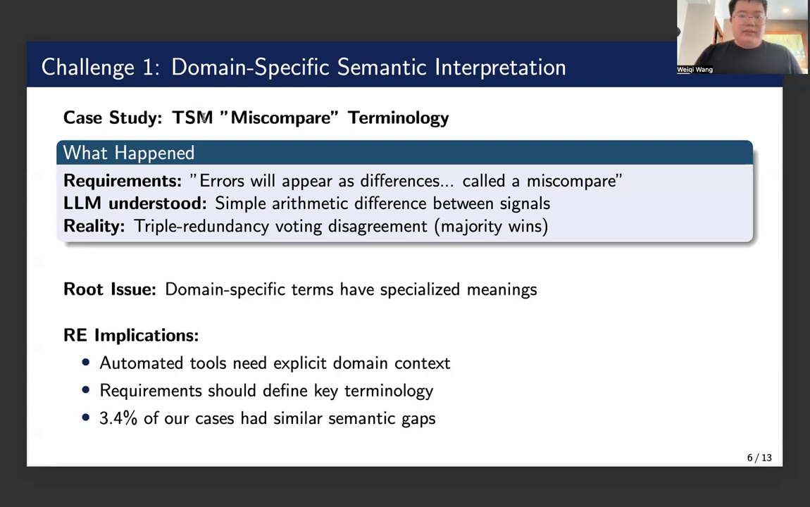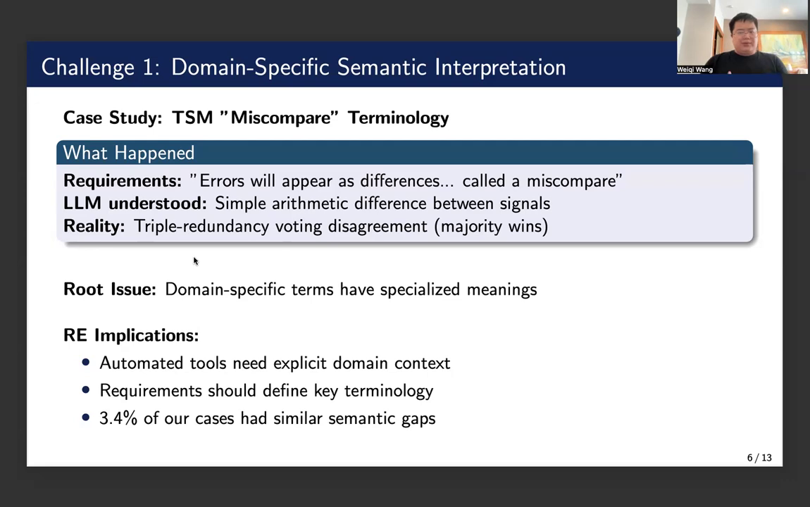This is from the TSM system. There is a word called miscompare. The requirement document says that an error would appear as a difference called a miscompare. The LLM thinks, okay, miscompare means a difference between signals. That makes sense, but in reality it's not. It's actually a triple redundancy voting system, so the majority wins.